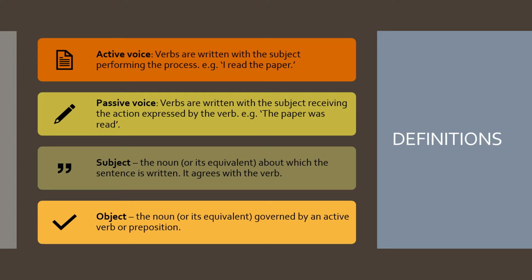Next we have passive voice. Verbs are written with the subject receiving the action expressed by the verb. For example, the paper was read by me. Next we have subject. Subject is the noun or its equivalent about which the sentence is written. It agrees with the verb. Object is the noun governed by an active verb or preposition.